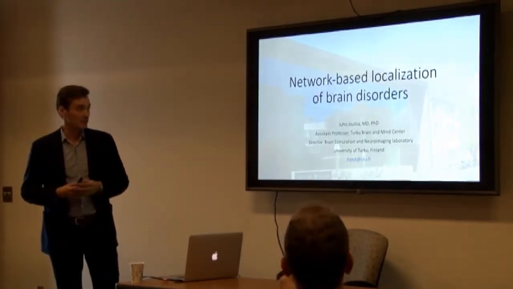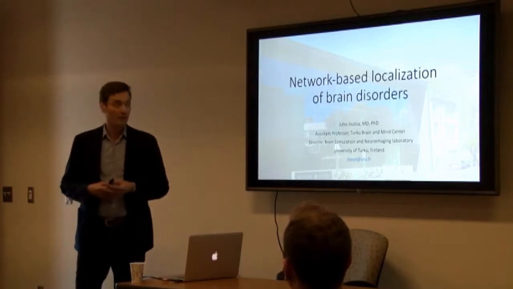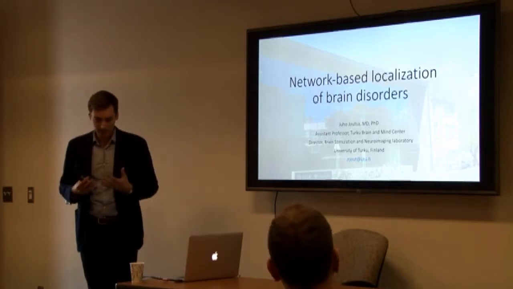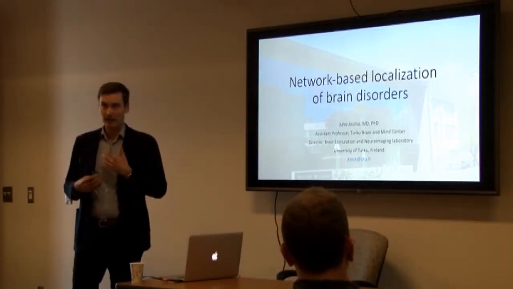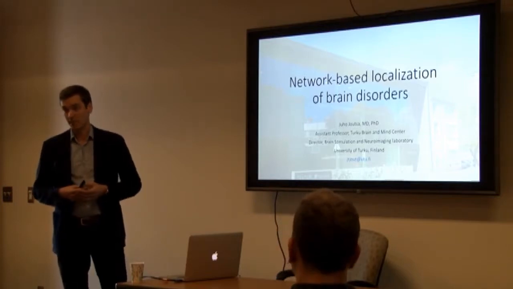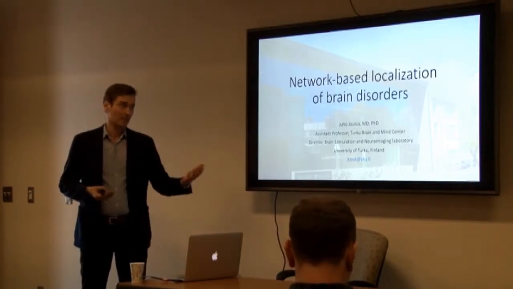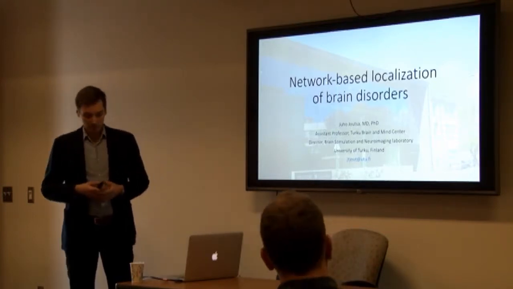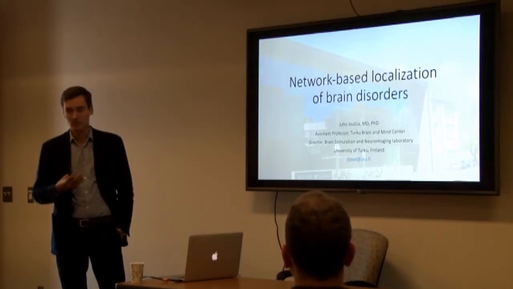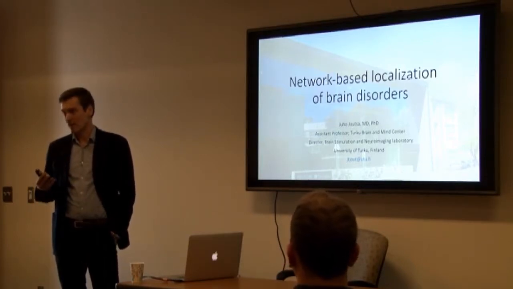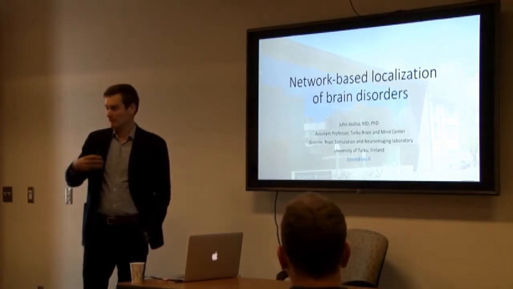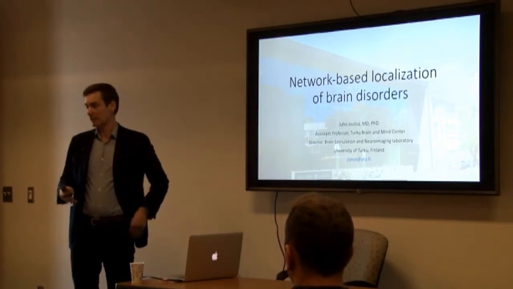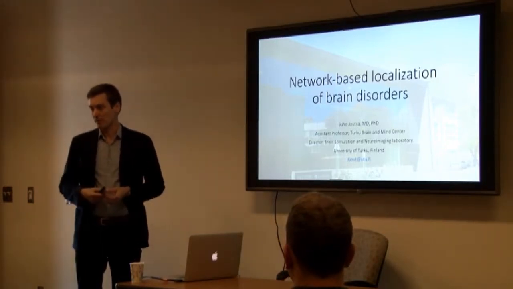So the title of my talk today is Network-Based Localization of Brain Disorders. And like Lauri said, I started this work already in Boston, and I moved back to Finland in September to establish my own lab and further develop these methods and apply techniques. So the main idea of this work is to localize brain disorders. I want to know where in the brain a particular disorder lives. What are the causal changes that make these symptoms emerge in the patient?